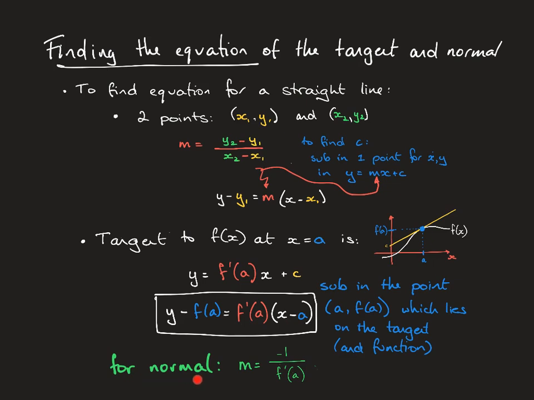And the equation of the normal is exactly the same process, but instead of f dashed of a, we have the negative reciprocal of f dash of a for the gradient of the normal. This is the gradient of the normal, and that will replace our gradient value there.